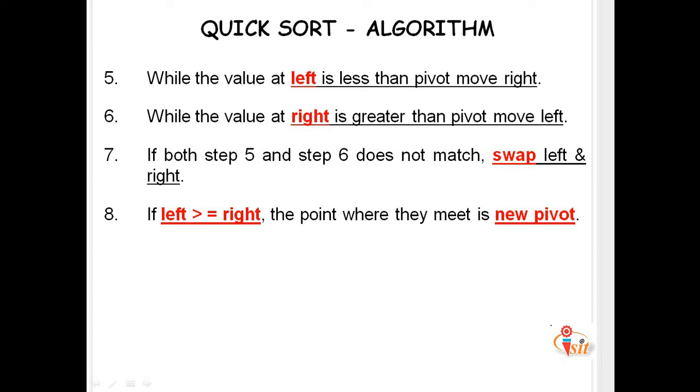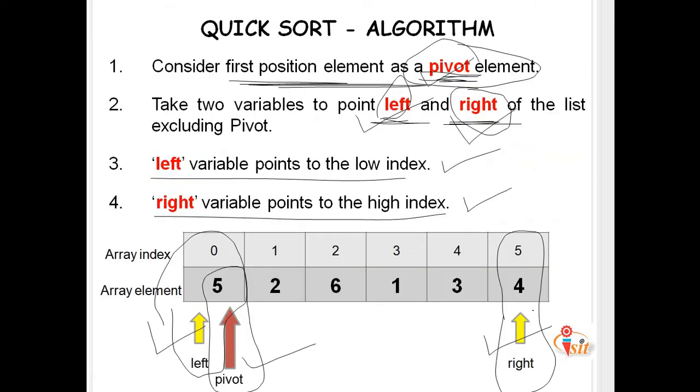The working of left and right is: if the value at left is less than pivot, then we need to move to the right. If the value at right is greater than pivot, then we need to move to the left. Consider the previous example: here the value of left right now is 5, and the value of pivot is also 5. If the value of left is less than pivot, we need to move to the right, and if the value of right is compared with the pivot and is greater than pivot, we need to move to the left. That is the main work of left as well as right.